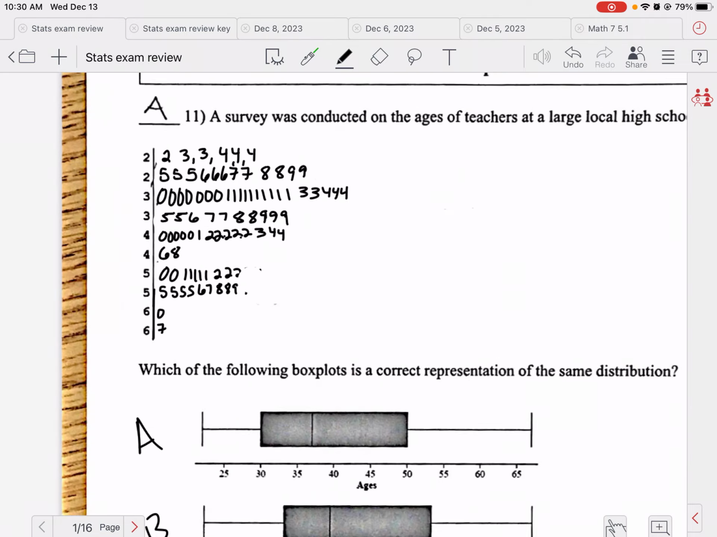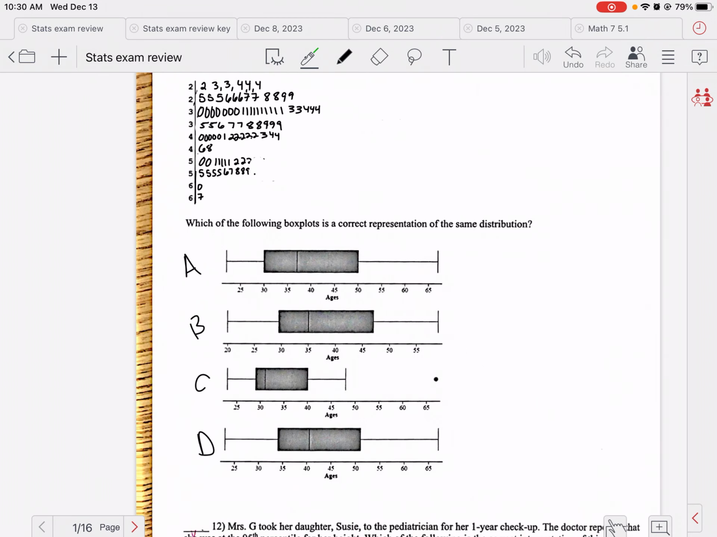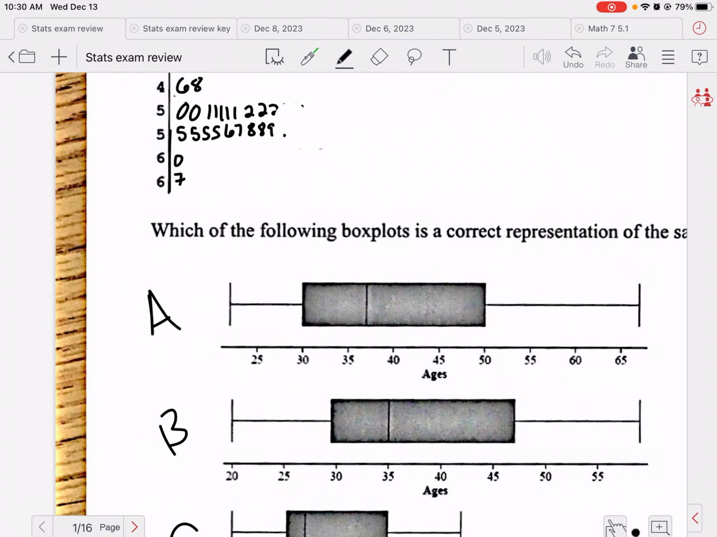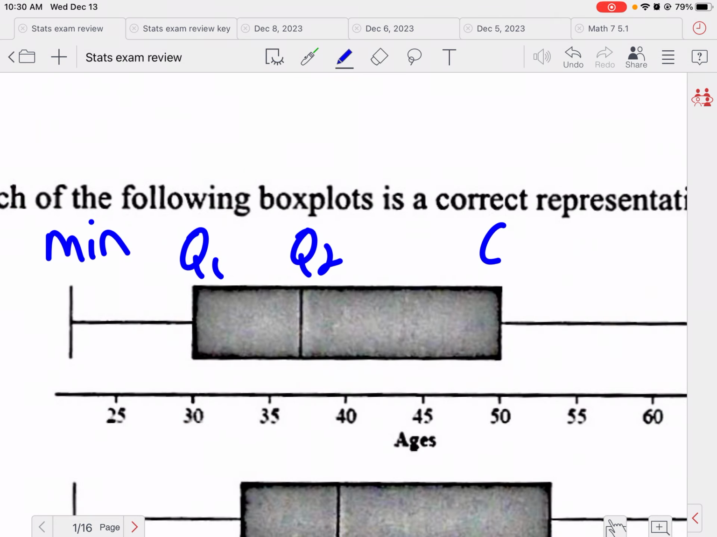Here is the data. So I have a stem and leaf plot. Remember, this number here is saying like 22, 30, 35, so on and so forth. And I want a box plot. Remember, when you're looking at a box plot, this number is your minimum value. This is your Q1, your Q2 or your median, your Q3, and your max value.